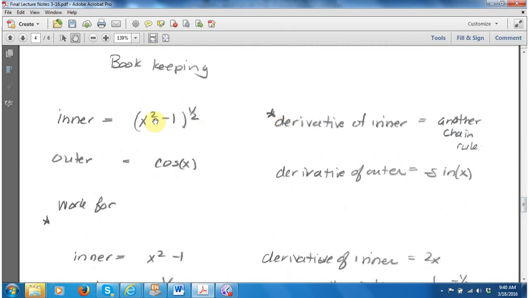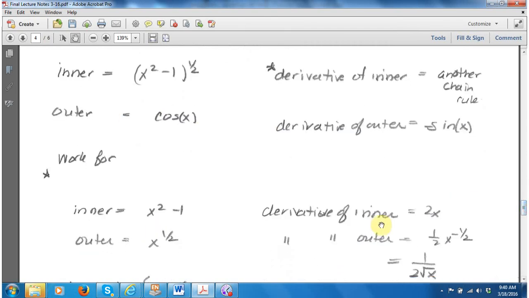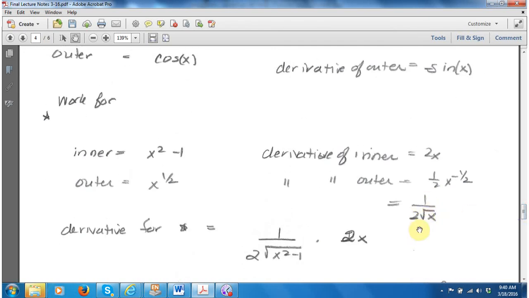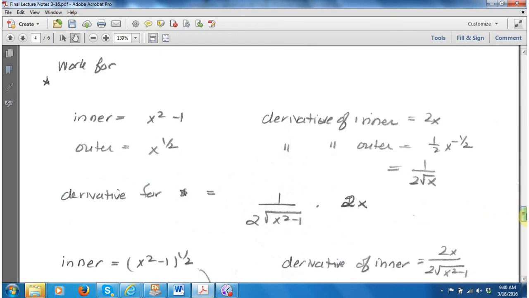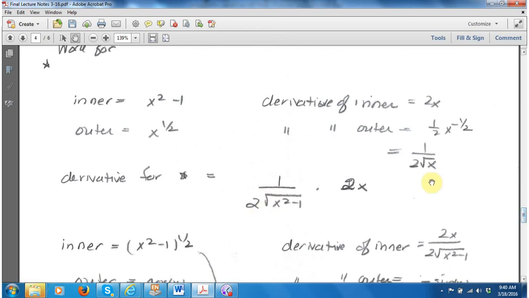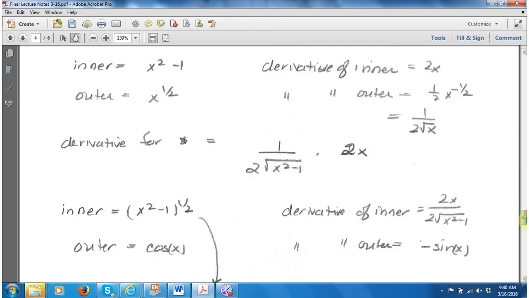My inner in this case would be x squared minus 1. My outer is x to the 1/2. The derivative of the inner is 2x. The derivative of the outer is 1/2 x to the minus 1/2, which we know is 1 over 2 square root of x. And so the derivative for the starred piece is this thing right here, assembled. It's the derivative of the outer function with the inner plugged in for x times the derivative of the inner function. So we assemble.